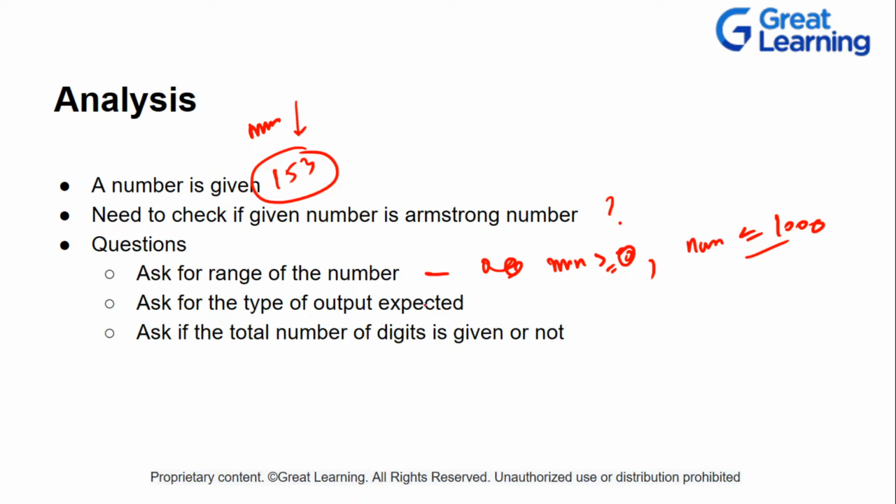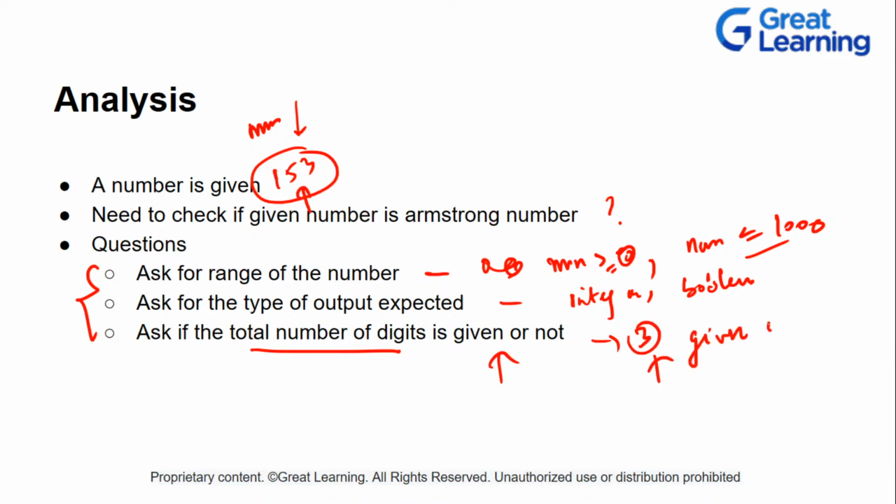Then, what is the type of output expected? Should I return an integer value? Should I return a Boolean value? These questions are not clear yet. And then, is the total number of digits given or not? The total number of digits in this number is 3. Is this 3 given to me or not? If it is not given, then you have to calculate it. If it is given, then maybe 30 to 40% of your problem is solved, because this is the main scenario: you have to calculate the number of digits. So this is all your analysis phase.